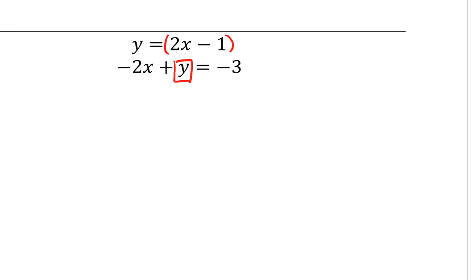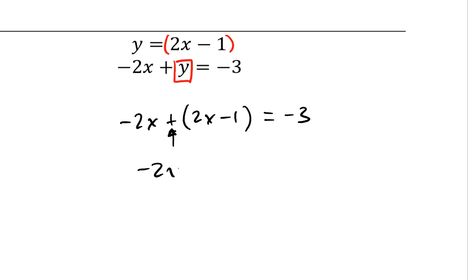from the first equation. So this will become negative 2x plus y, which is 2x minus 1, that equals negative 3. I've just got this positive 1 sitting outside of the parentheses. There's nothing for me to distribute. So I will write negative 2x plus 2x minus 1 equals negative 3. And this collapses to negative 1 is the same thing as negative 3.